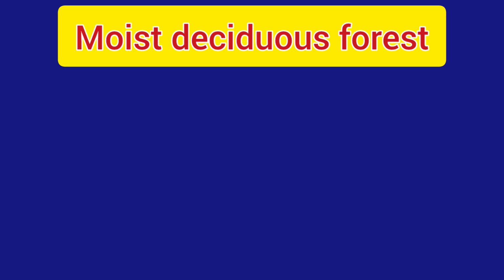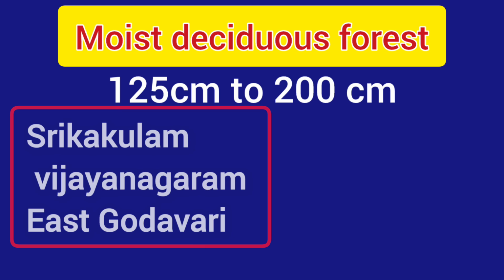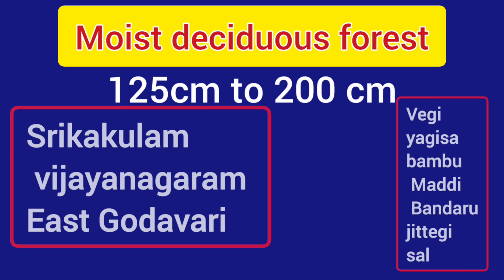These forests grow in areas with a rainfall of 125 centimeters to 200 centimeters. These forests spread over the agency areas of Srikakulam, Vijayanagaram and East Godavari. The trees that grow in these forests are Vegi, Egisa, Bamboo, Maddi, Bandaru, Jittegi and Sal.